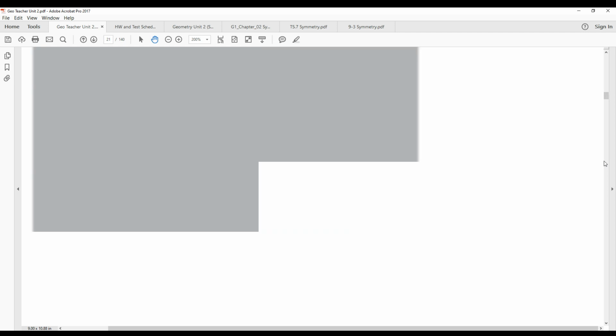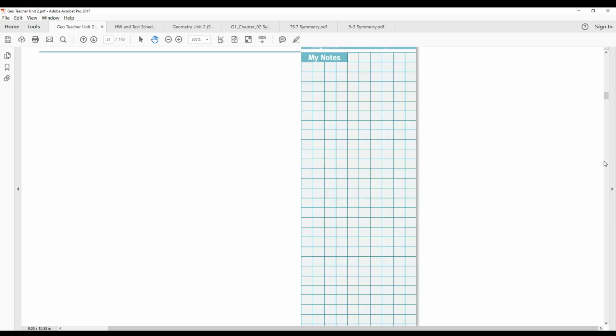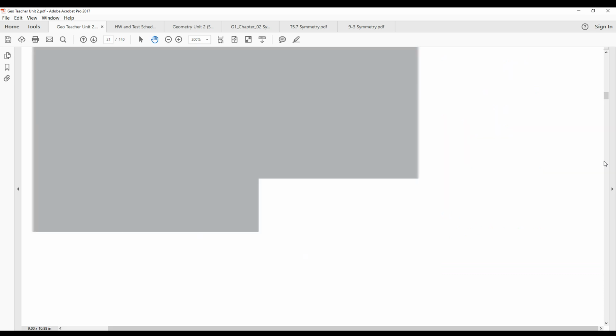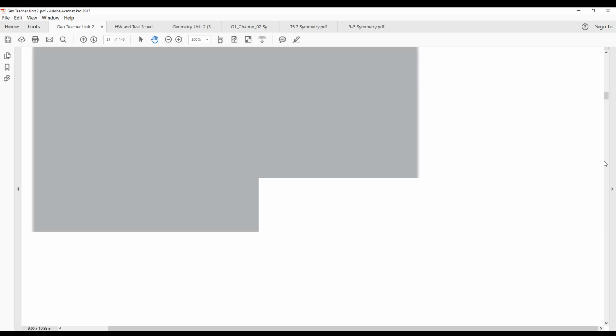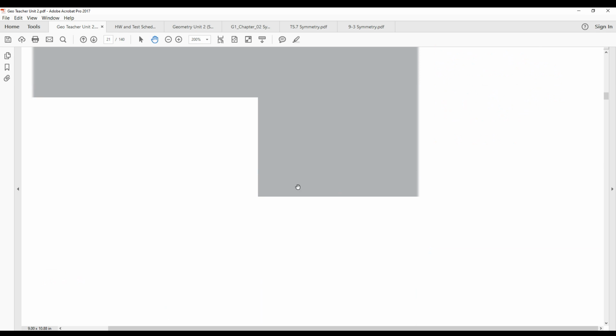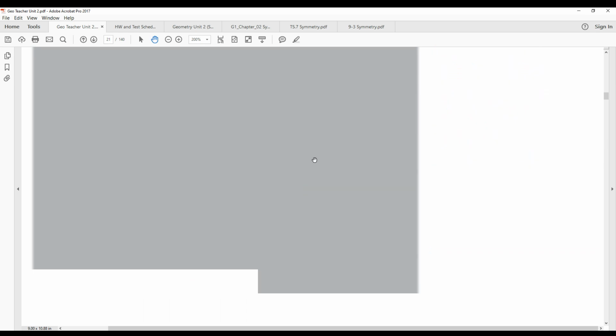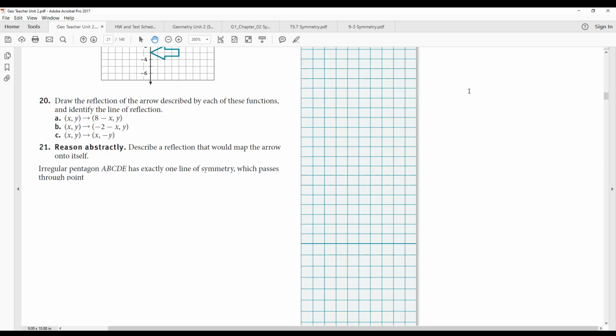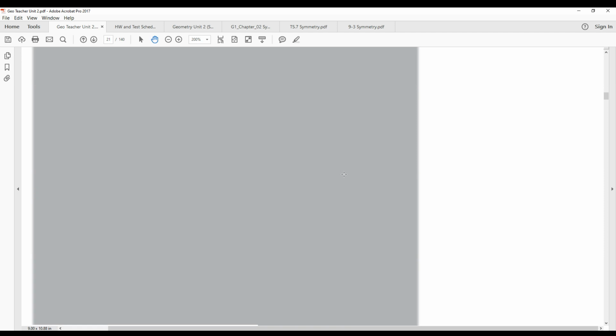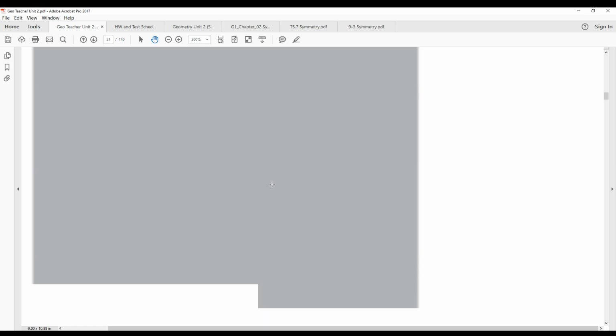And that reflects these. Okay, number 21 says, describe a reflection that would map the arrow onto itself. Oh yeah, if you cut it right down the middle, then this side would reflect over to that side. Number 22 is a multiple choice question, I believe. Oh, no, it's not. It's asking you for a point. And the answer is point D. 23, does any point remain fixed? Yep, it would be point A because it's on the line of reflection.